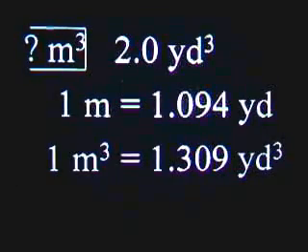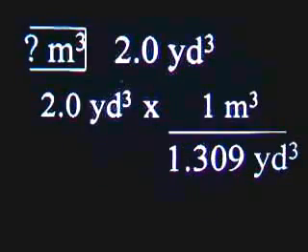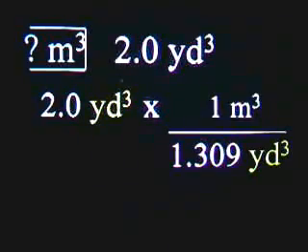Now, using our volume equality, we can go ahead and change the 2 yards cubed into meters cubed. Notice when I multiplied through by the equality, I made sure to put the yards cubed on bottom because that's a unit that I would like to cancel. Notice that unit does cancel, so we'll highlight it in yellow, leaving the meter cubed as the final unit. If we now did the math, 2 times 1 divided by the 1.309, we'll obtain our answer.